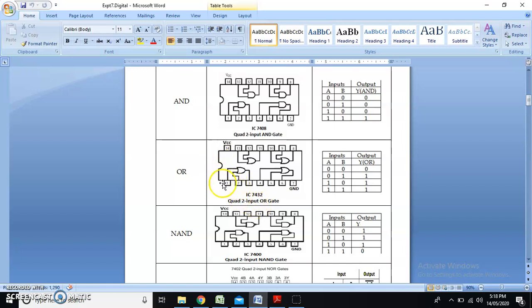This is the notch. From the left side, pin number 1 starts and in anti-clockwise direction it goes to pin number 14. Pin number 1 is input, 2 is input, 3 is output, 4 input, 5 input and 6 output, 13 input, 12 input, 11 output, 10 input, 9 input, 8 output.